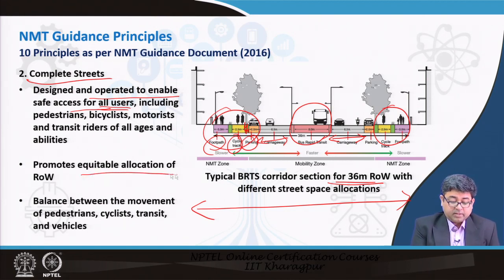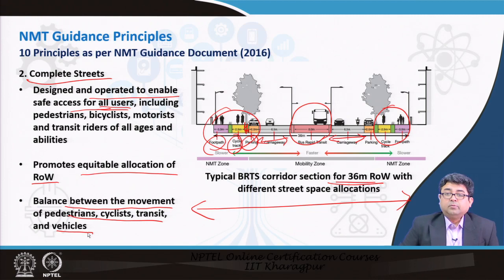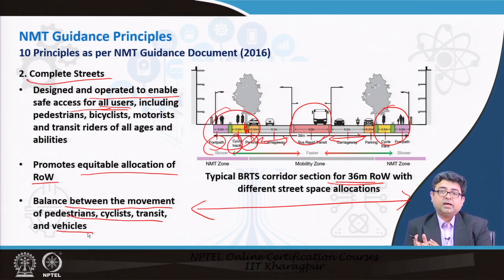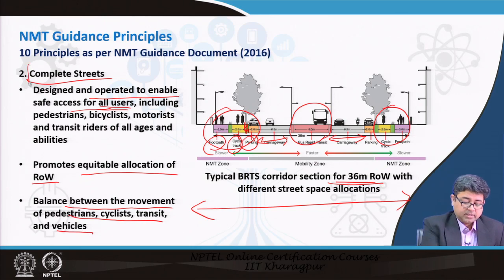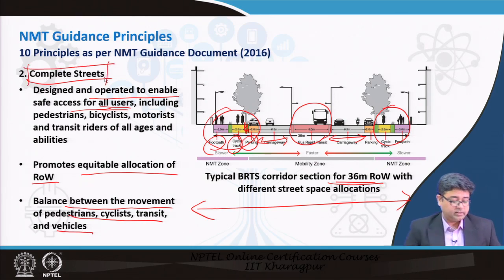This promotes equitable allocation of right of way, and there is a balance between the movement of pedestrians, cyclists, transit, and motorized vehicles. So, you should provide that balance. If you do not provide interconnected infrastructure for NMT, the likelihood of people traveling by NMT modes will reduce, and then again we will have the same issues that we have with vehicular transport of emissions and congestion and so on and so forth. So, remember, the second guiding principle is complete streets.